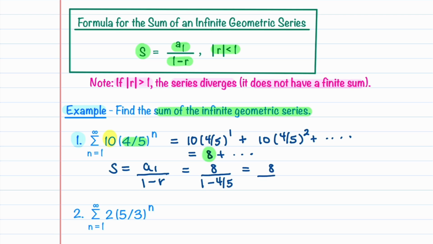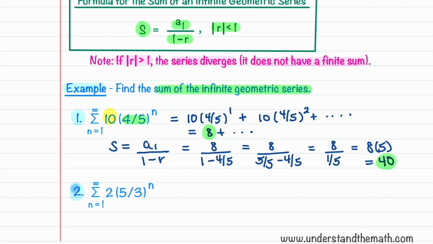Let's do this fraction first. We can think of 1 as 5 over 5. So we have 5 over 5 minus 4 over 5. This is 8 divided by 1 over 5, which is just 8 times 5, which is 40. So our formula tells us that the sum of this infinite geometric series is equal to 40. It's a great formula. Now let's look at our second example.